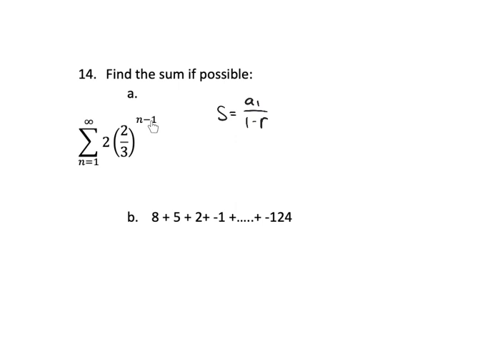1 subtract 1 is 0. 2/3 to the 0 power is 1. 1 times 2 is 2. And then this is the common ratio, 2/3. 1 subtract 2/3 is 1/3. 2 divided by 1/3 is 6.